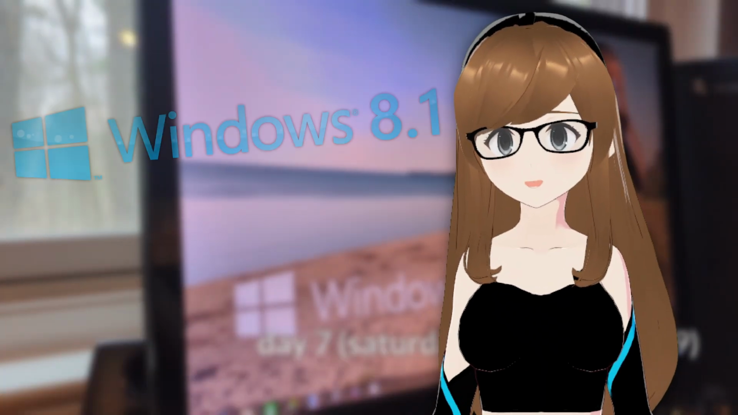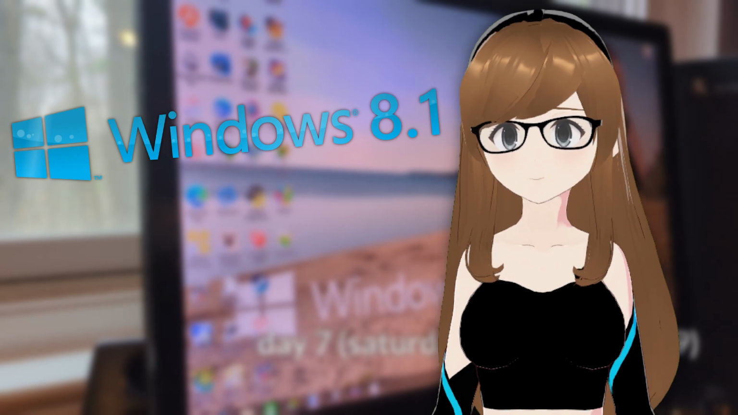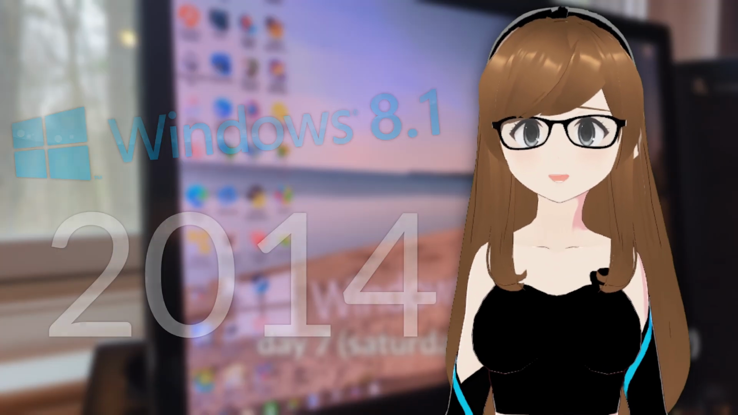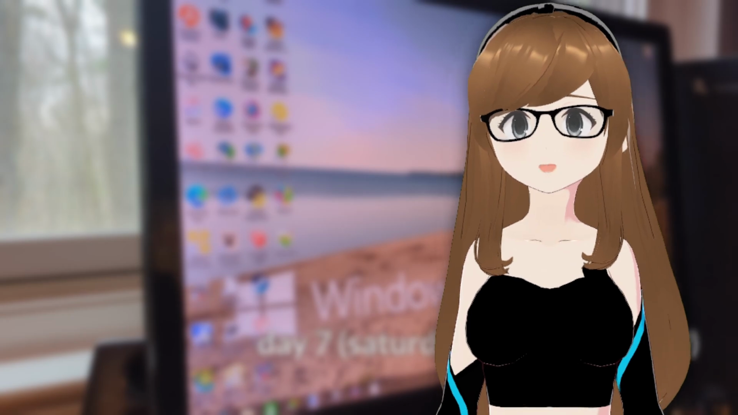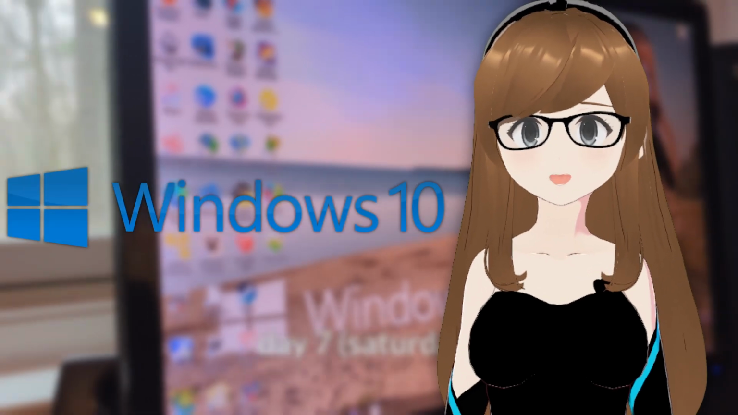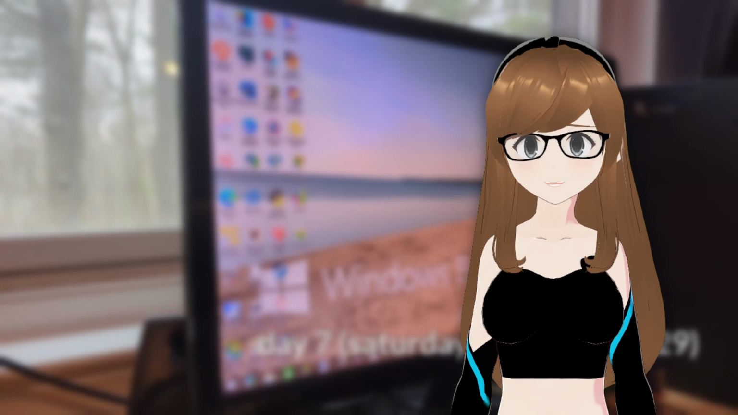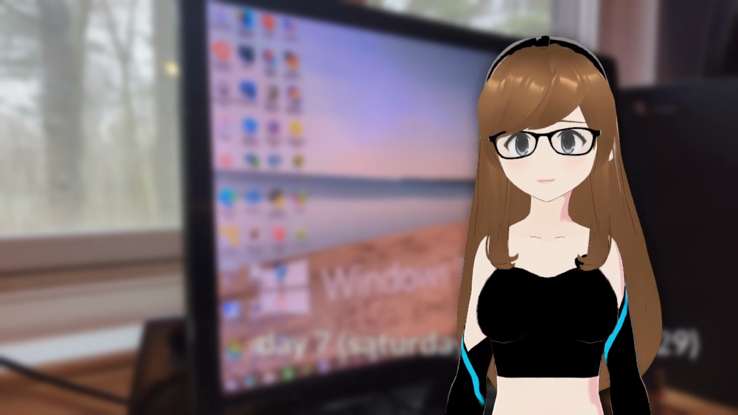We're not going to do that this time. We're going to continue using Windows 8.1 as if it was our normal OS, if it was, say, 2013 or 2014. And then we're going to do any sort of data transferring and transitioning back to Windows 10 at the end of the day. So with that out of the way, let's get going and finish this off.